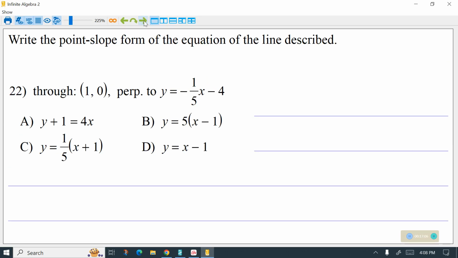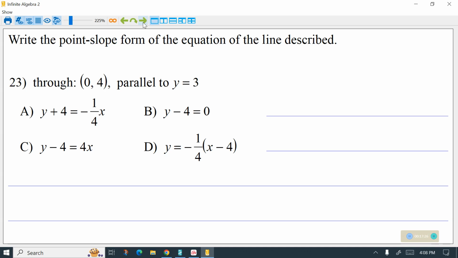Okay, and then 22, we got another example here. We need a slope that is an opposite reciprocal. So think about it. The negative has to become positive, and then instead of 1 over 5, it's 5 over 1. So which one of these could possibly be 5 over 1? It's only B. Okay, it's the only one that could be 5 over 1.